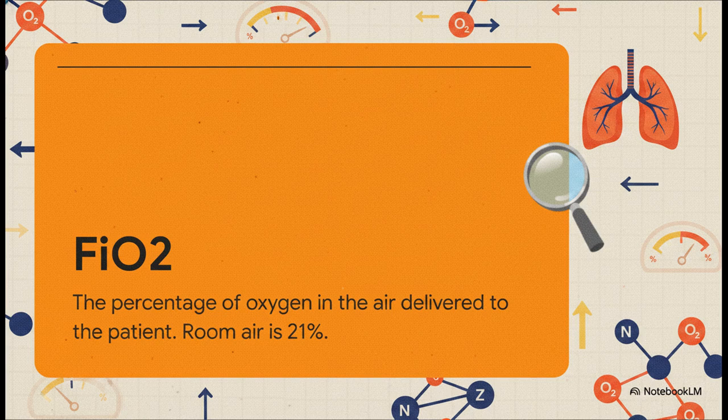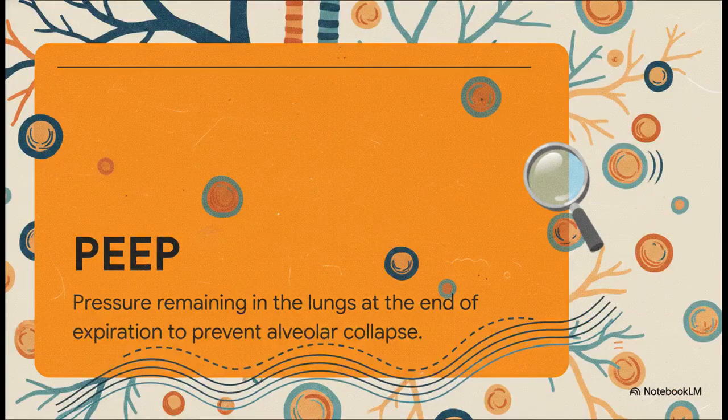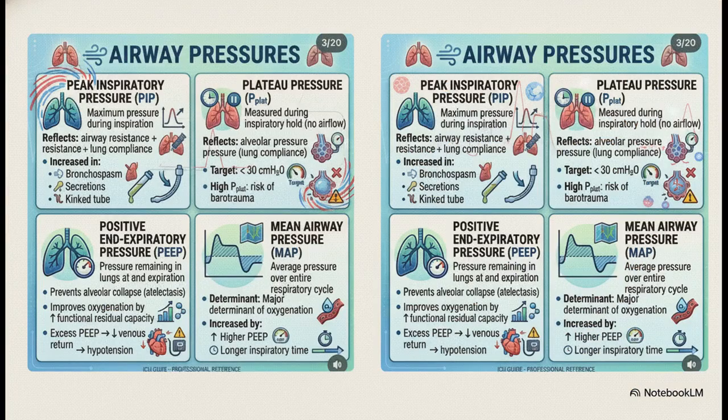Our third dial is FiO2. That sounds complicated, but it just stands for the fraction of inspired oxygen. So think about it. The air we're all breathing right now is about 21% oxygen. This dial lets a clinician crank that up, enriching the mix to whatever the patient needs to keep their blood oxygen where it should be. And our final key dial is something called PEEP. PEEP is this little bit of continuous pressure that's kept in the lungs even after you breathe out. Why? Well, it's super important because it acts like a scaffold, keeping all those tiny little air sacs, the alveoli, from collapsing between breaths.